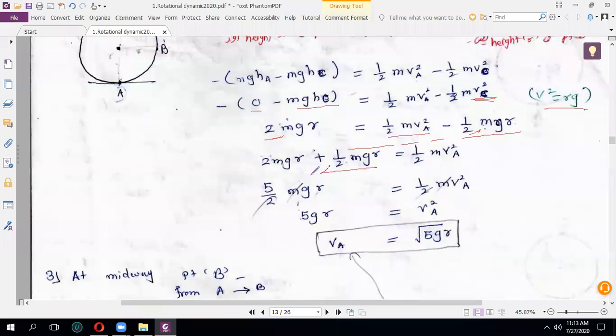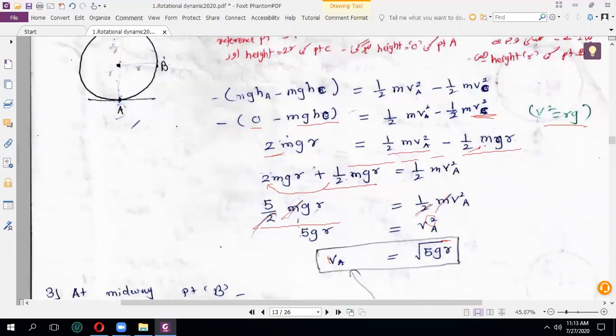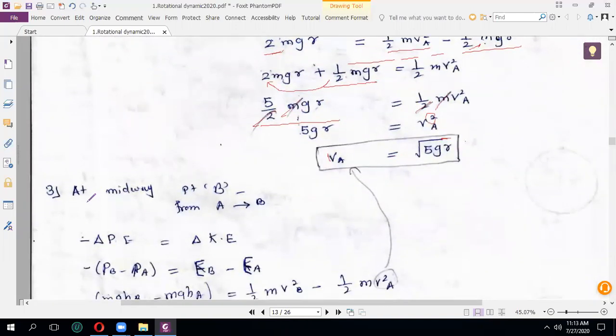Now calculate this part. We know the cross multiplication. 2 into 2 becomes 4 mgr plus 1 mgr upon 2. I hope you understand how we are getting this 5 upon 2 mgr. This is equal to half mv square a. Now this 2 and 2 cancel, m and m cancel. What are we getting? V square a is equal to 5gr. Now take the square to the left hand side. What are we getting? Va is equal to square root of 5gr. This is the velocity of point A. Now next we are calculating the last velocity, B.